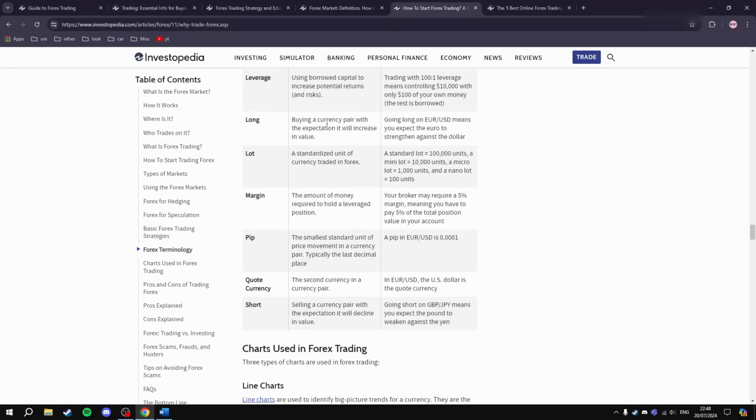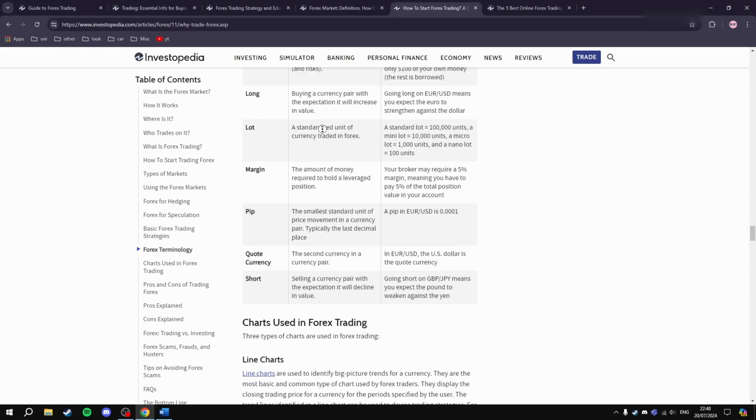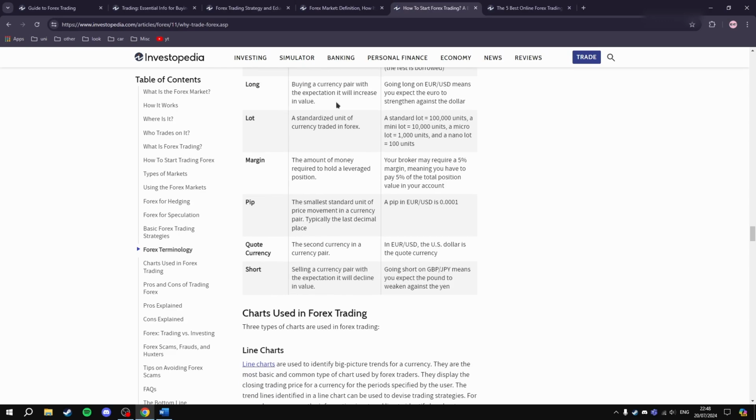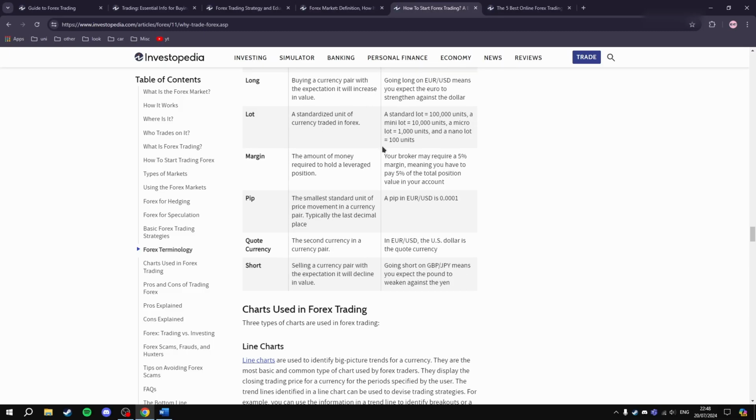Leverage: using borrowed capital to increase potential returns and risks. Trading with 100 to 1 leverage means controlling $10,000 worth with only $100 of your own money. The rest is borrowed. Long: buying a currency pair with the expectation it will rise in value. Going long on Euro USD means you expect the euro to strengthen against the dollar.